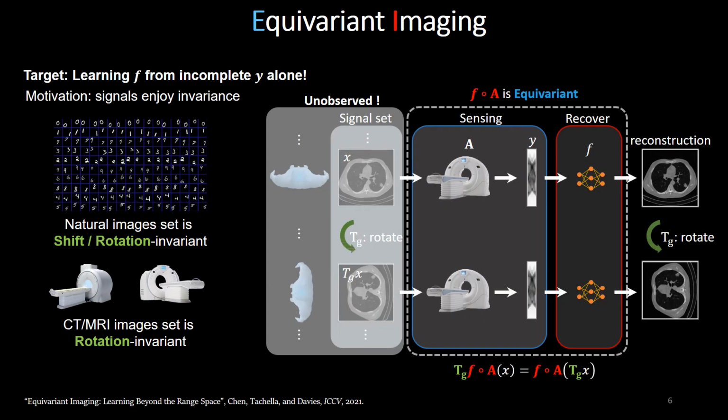To avoid this, an equivariant imaging framework was proposed to directly learn F from Y alone. The motivation of EI is very simple. We know that the signal set usually enjoys specific invariance. For example, natural images set is shift or rotation invariant, while the CT or MR images set is rotation invariant. Under this prior, we find the forward imaging system is equivariant, which can be used to learn F without ground truth.